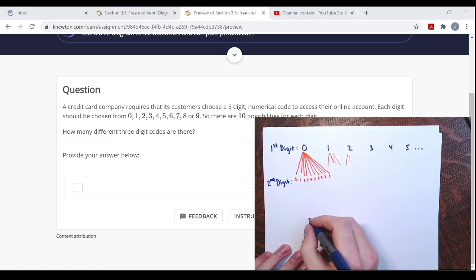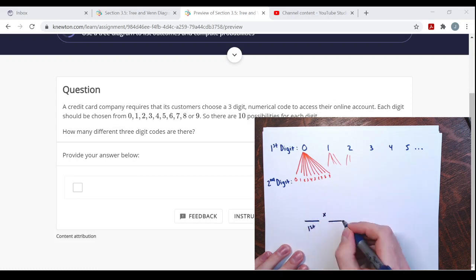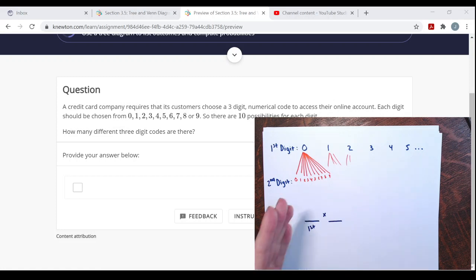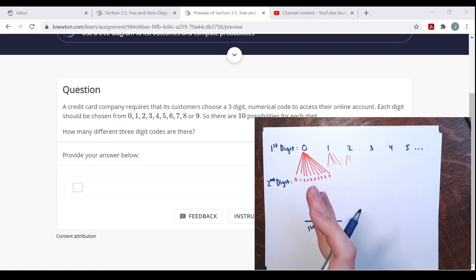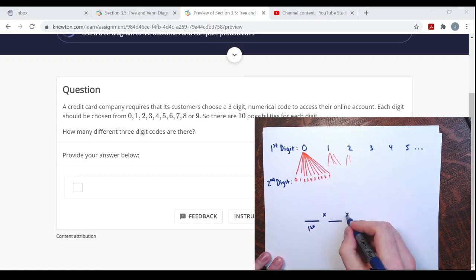What I like to do is just think first digit times, because again, I'm choosing them in succession, one right after another. They're not happening at the same time. They're one process, another process, another process, right? Back to back to back. So the first digit, my choice for the second digit, my choice for the third digit, and I just count. This is that fundamental principle of counting.